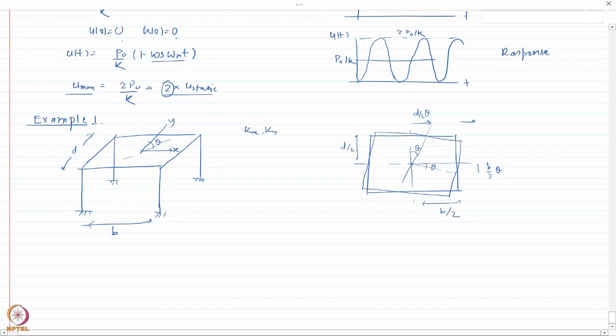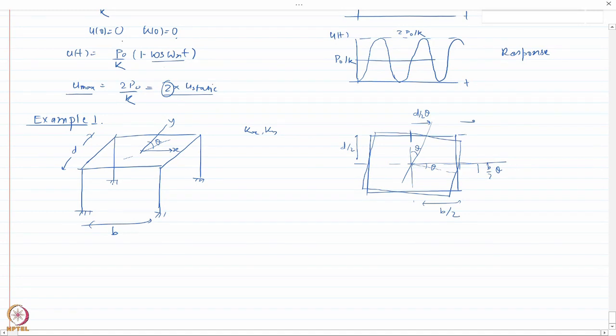This is just a simple way of considering that whatever the horizontal displacement at this point would be the same horizontal displacement at this point. The vertical displacement of this point would be the vertical displacement of the slab at the horizontal position.